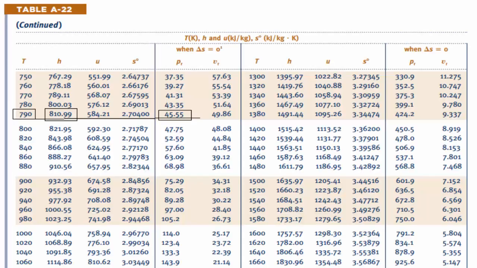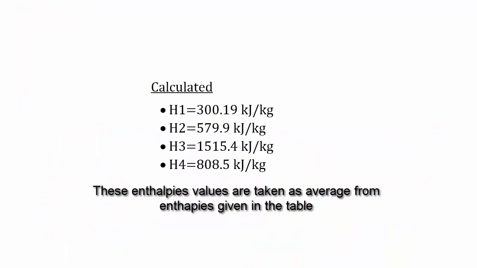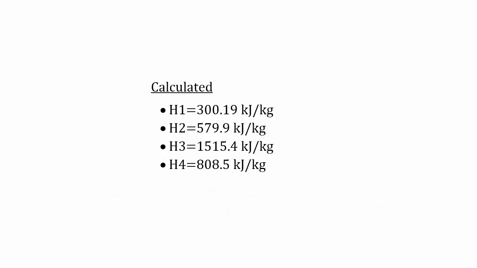Now again we will go into the A22 table. As you can see, at 45.55, it is the closest to our calculated value. Its temperature is 790 Kelvin and its enthalpy is 810.99 kilojoules per kilogram. So we have calculated the enthalpies of all four stages. Now we will calculate the efficiency.